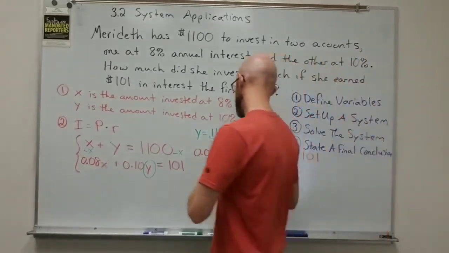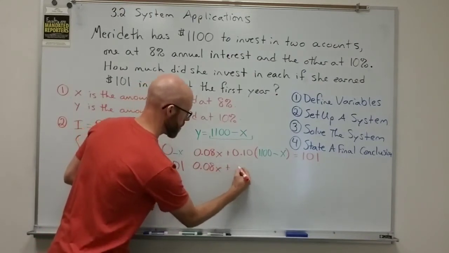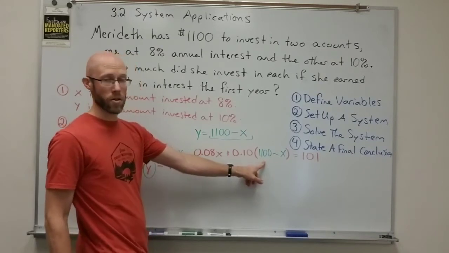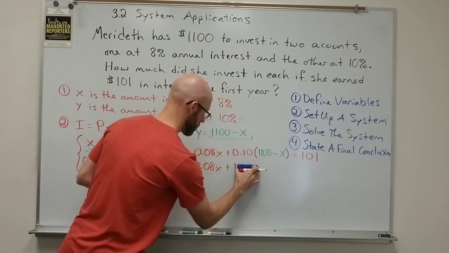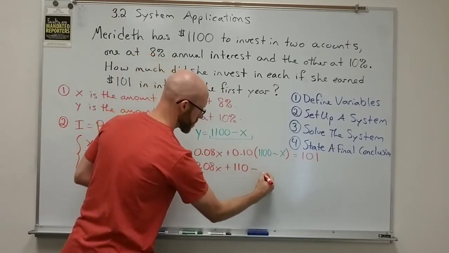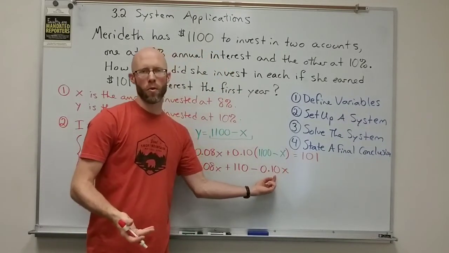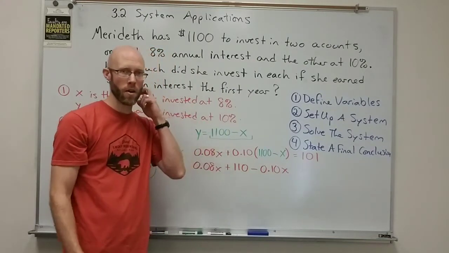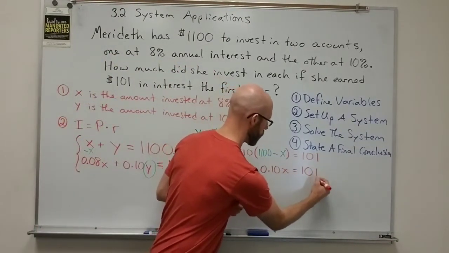So I'm going to go through and distribute. I get 0.08x. 10% of 1100 is 110. And then 10% of x is a negative 0.10x. Now, you could just do 0.1. I'm doing 0.10 so you can see the 10%, but it doesn't really matter. You could simplify that. And then we get equals 101.